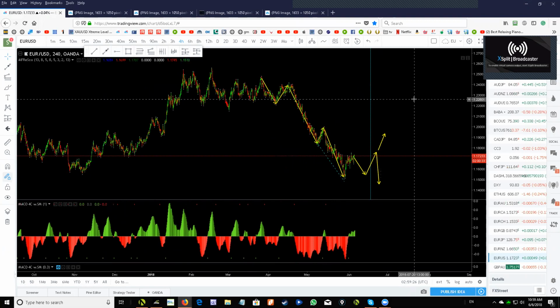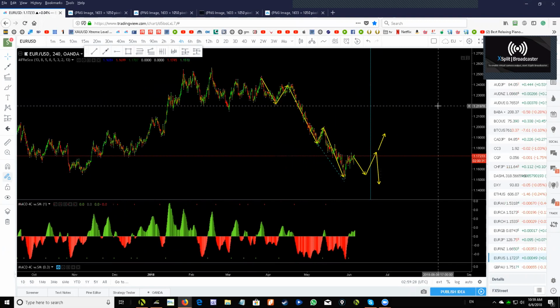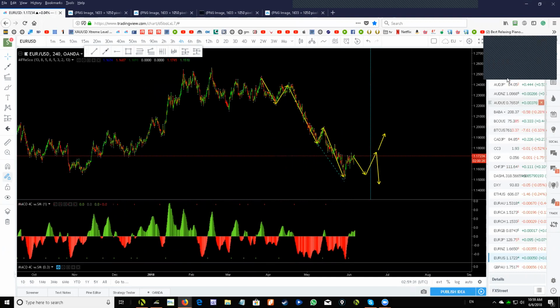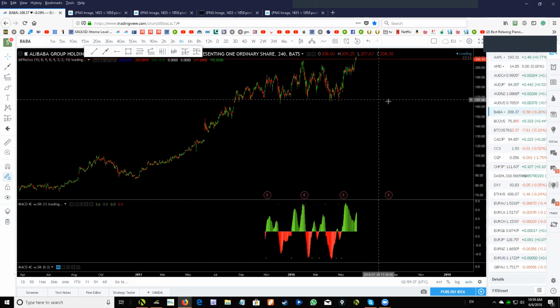Let's have a look at some of the charts, and then we'll take some questions. Maybe just one or two questions, right? So let's have a quick look at Alibaba.